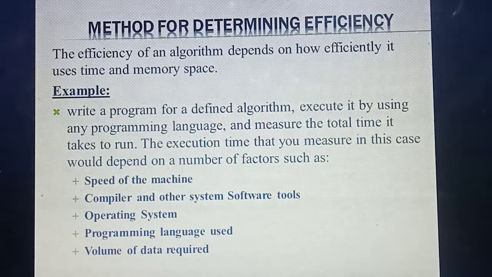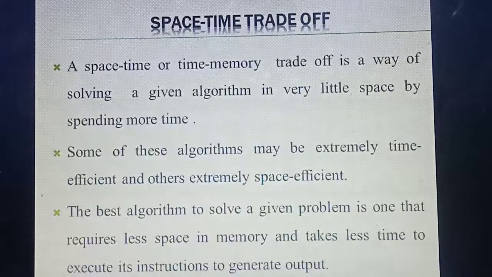Next, compiler and other system software. So what type of compiler you are using, or which operating system you are using, maybe Windows XP or 7 or 8 or anything. Then which programming language you are using. Then volume of data, meaning how much memory space you are using. So based on these factors only, you are going to determine the efficiency of an algorithm. Okay.